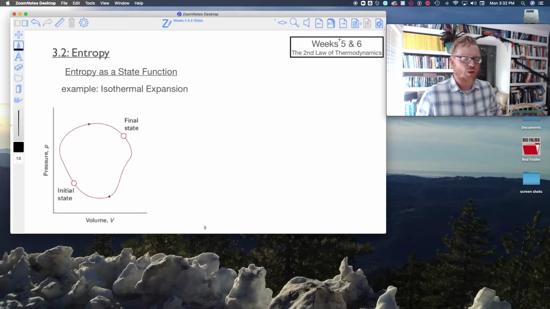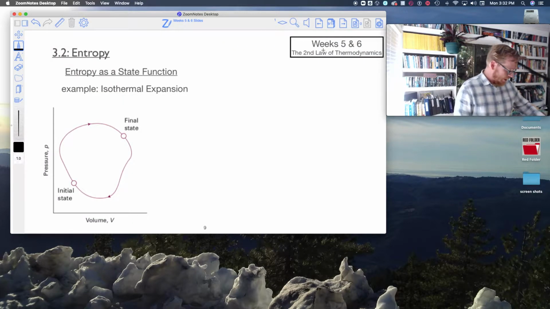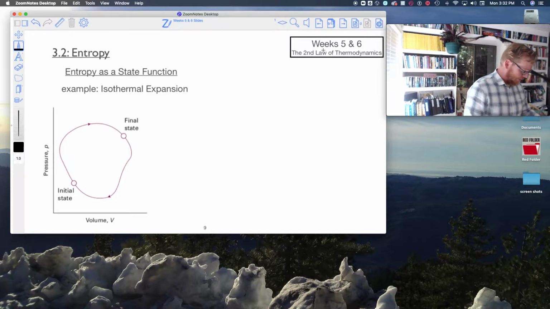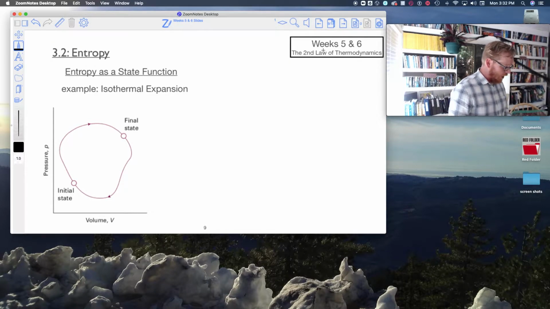Okay. So, and I'm going to end this lecture soon. Just a few more things to discuss. So I want to talk very briefly about entropy as a state function. So let me collect myself here.